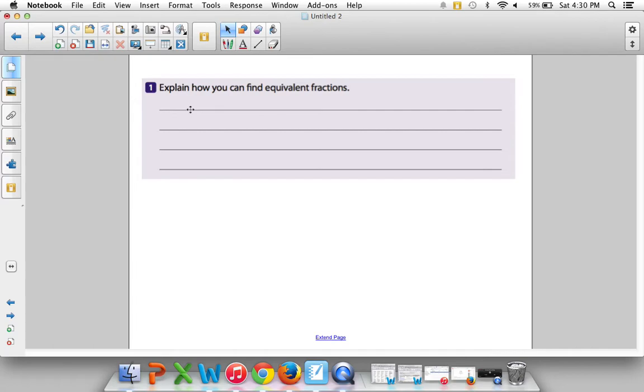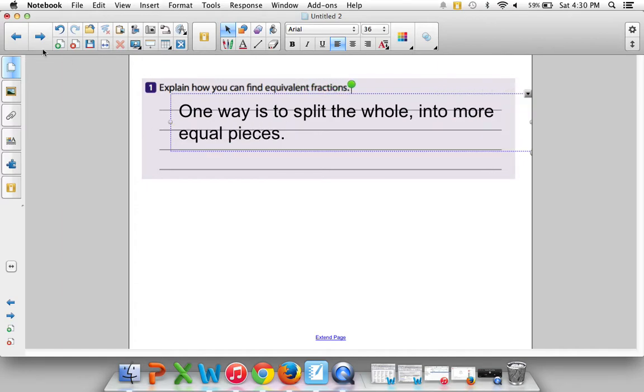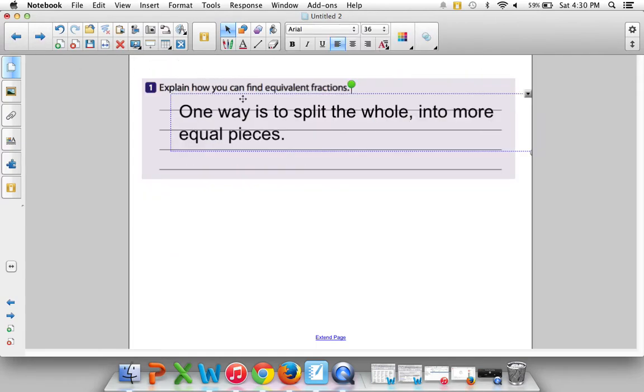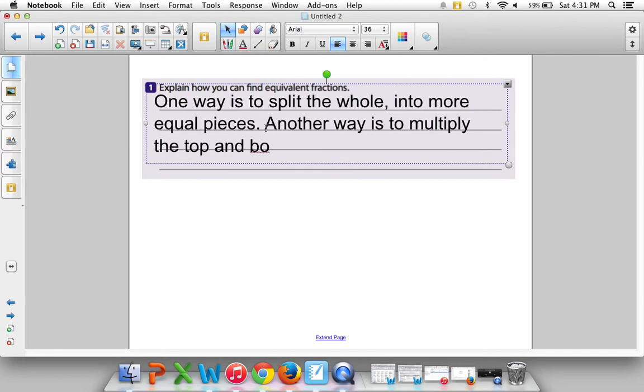Explain how you can find equivalent fractions. Well, one way is to split the whole into more equal pieces, and that's exactly what you saw right there. Okay, that's what that is. One way is to split the whole into more equal pieces. Another way is to multiply the top and bottom by the same number.